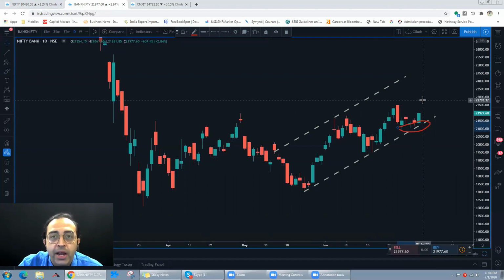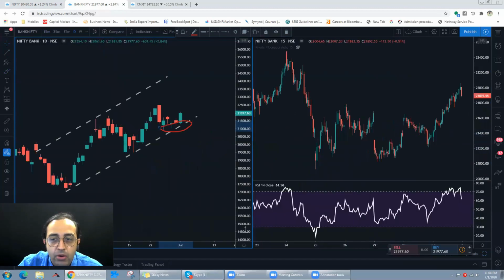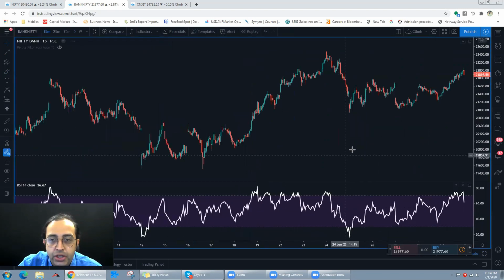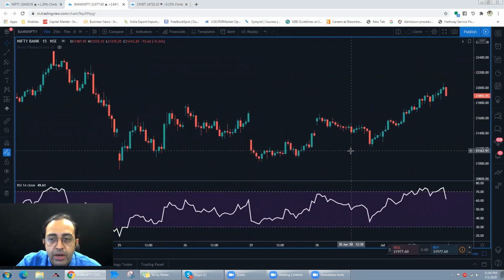So that could be the main index to watch out for. Now let's step down to the intraday, and you can see here the intraday is poised quite well. Intraday levels are very clear. Intraday levels are around the 21,000 mark. Let me just expand this chart a little bit so that we get a better perspective.